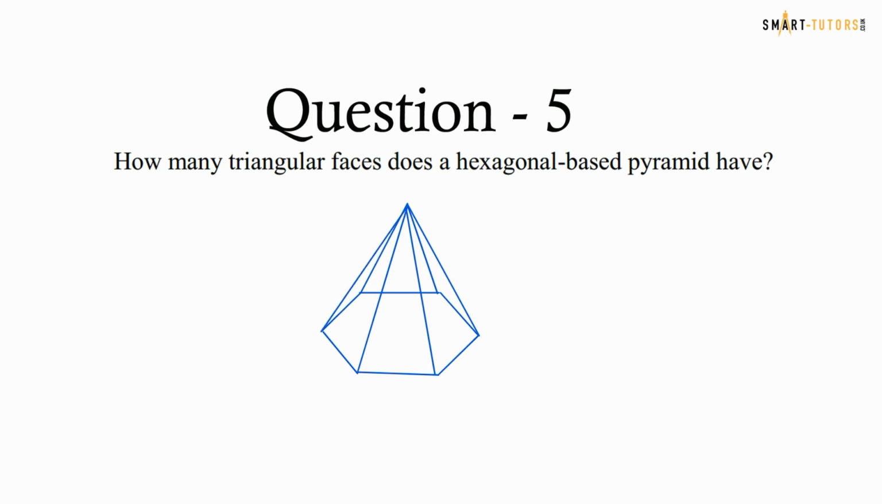This is the hexagonal base pyramid. So the trick here is they didn't ask total faces. Total faces is 6 plus 1 is 7. They're not asking the bottom base. Bottom base is the hexagon. So the triangular faces are, this is 1, 2, 3, 4, 5, 6. 6 triangular faces for this hexagonal base pyramid.